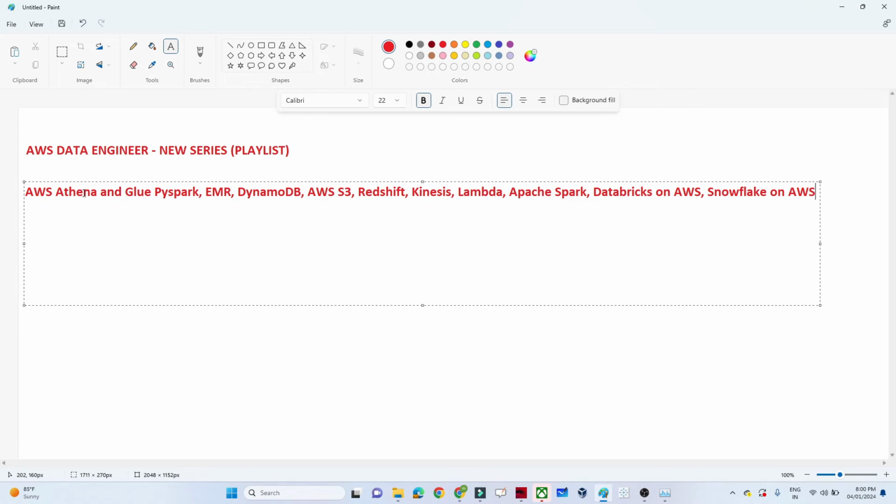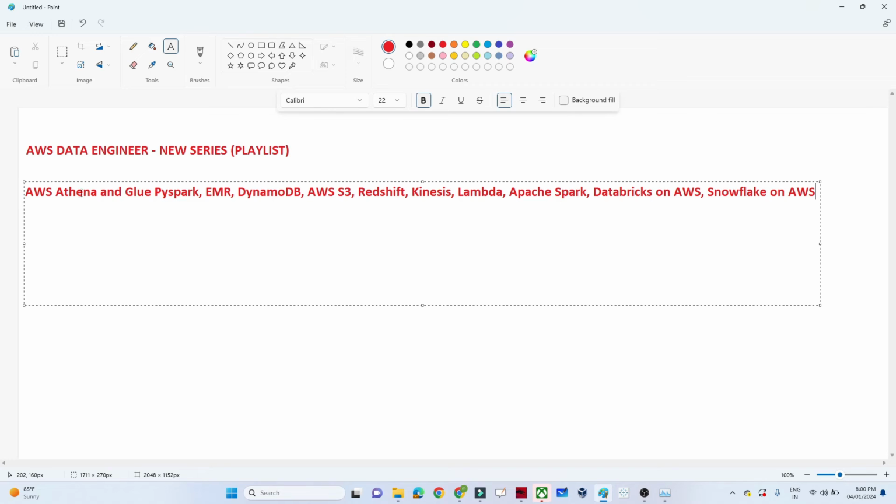Redshift is also important from the data warehouse perspective. Kinesis is a streaming service, so we will try to cover Kinesis. Lambda computation we'll try to cover. Spark is also for processing and all.